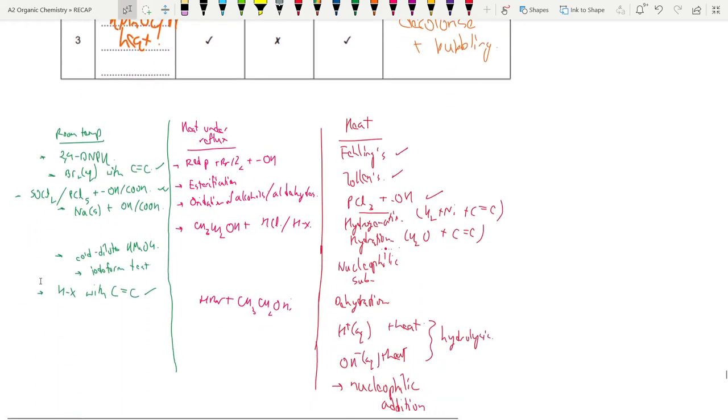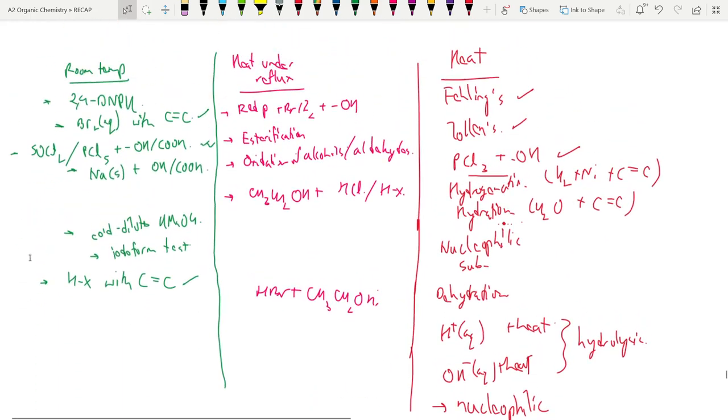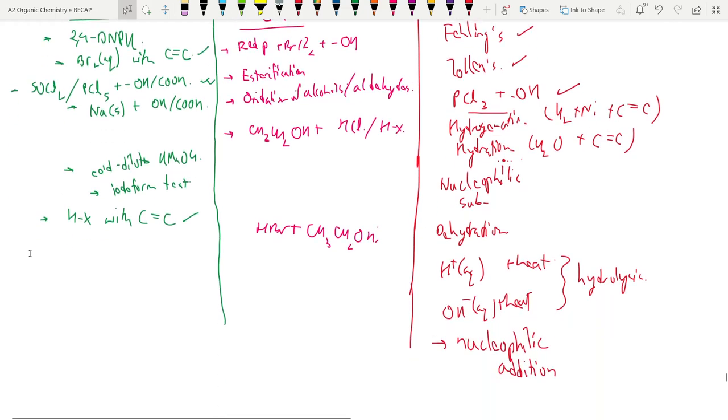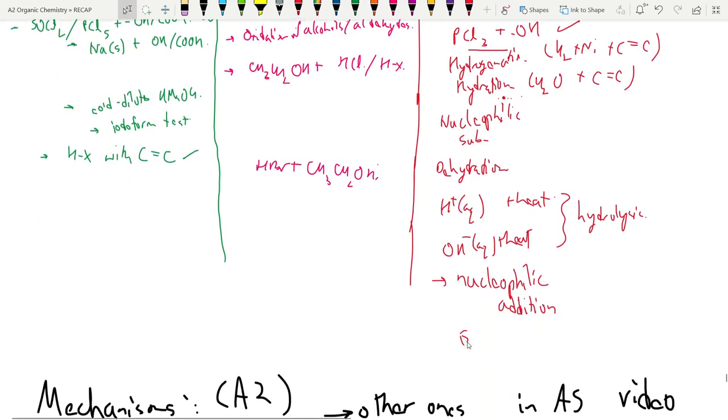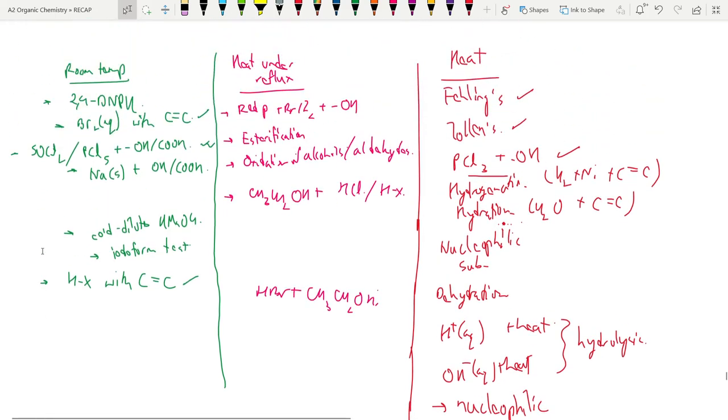Okay, so these are just some reactions that occur at room temperature, require heat under reflux, and just require heat. These are mainly the AS reactions. The A2 ones aren't included here, but remember in A2 most of them, the acyl chloride reactions, occur at room temperature. Only Friedel-Crafts alkylation and acylation require heat, and nitration of benzene requires 55 degrees Celsius. So we don't need many conditions in A2.